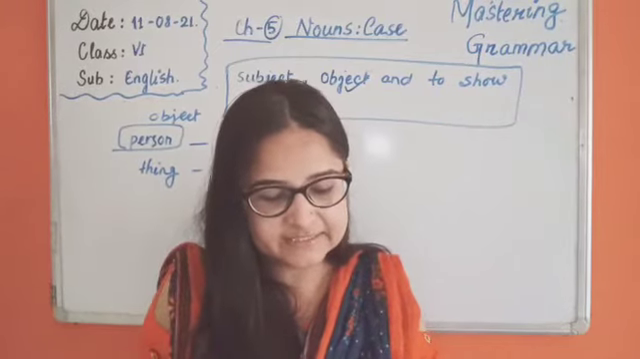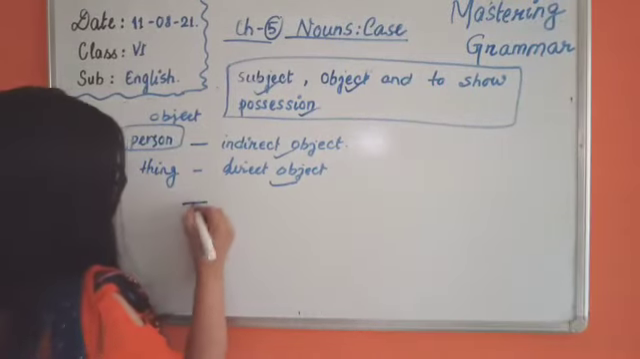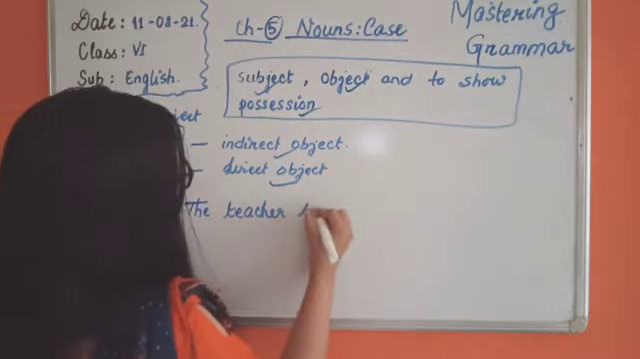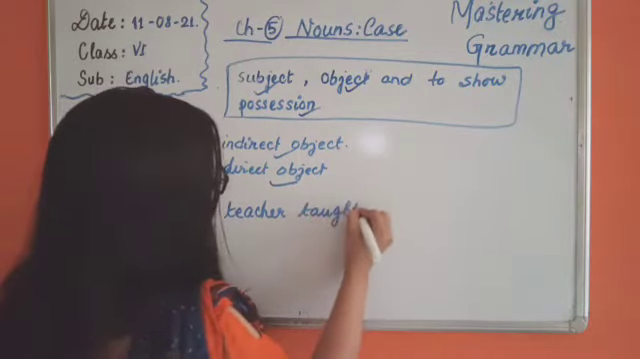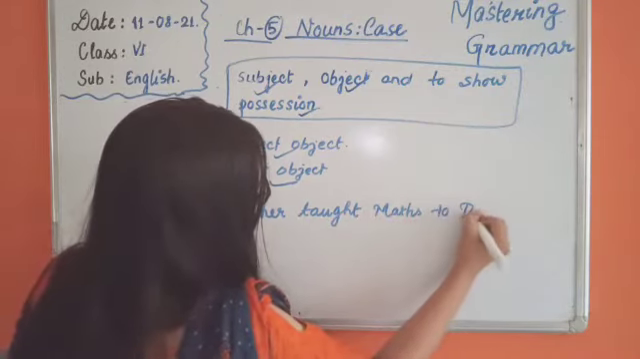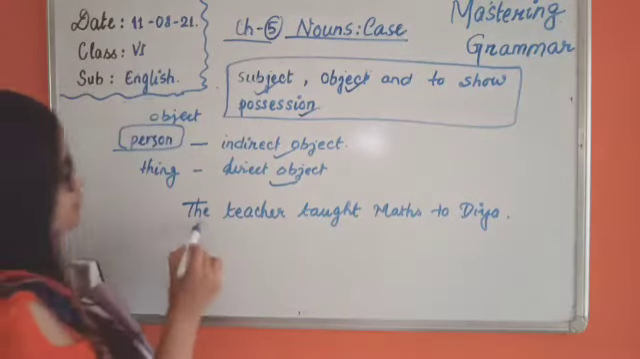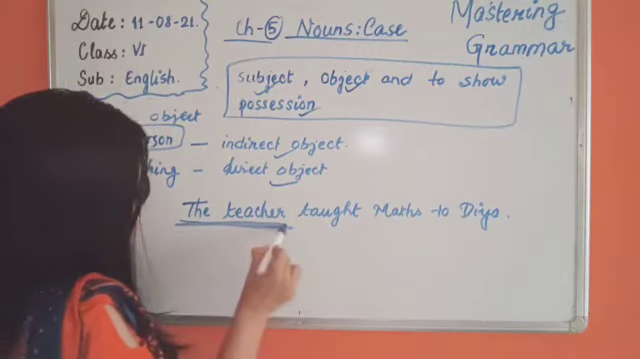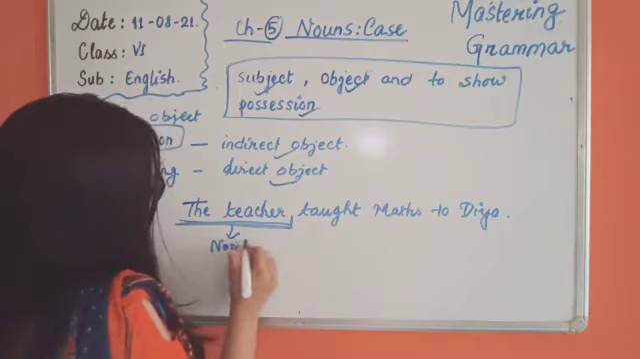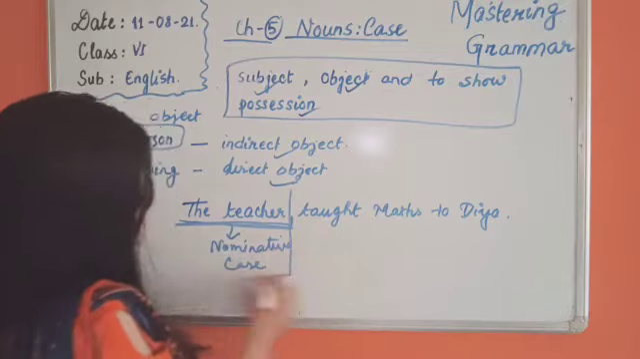Now let's see what they mean by this. Okay. The teacher taught maths to Dia. Yes, you can see this. Now, children, let's see. I told you that this is our subject. This teacher, the teacher, is in nominative case. But we are not discussing nominative case right now. So, we are not going to consider this part.